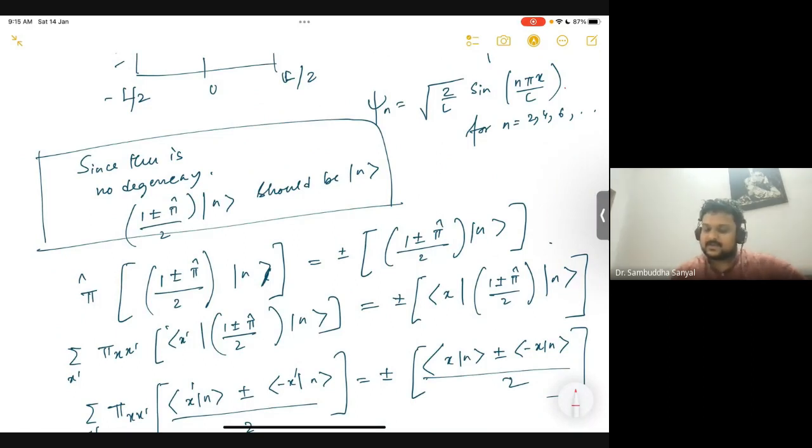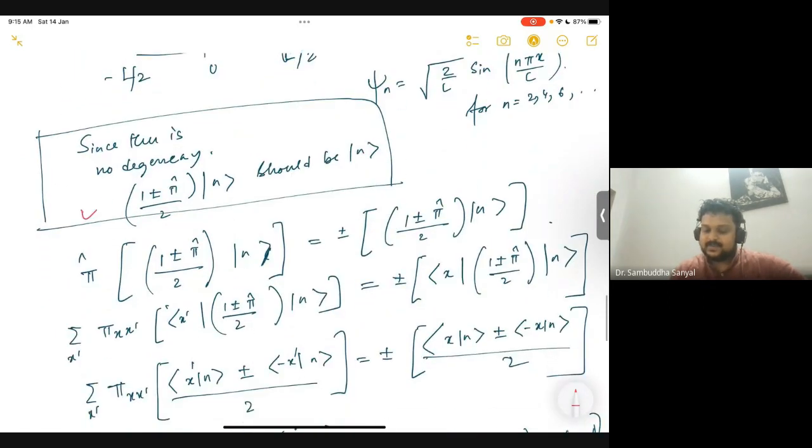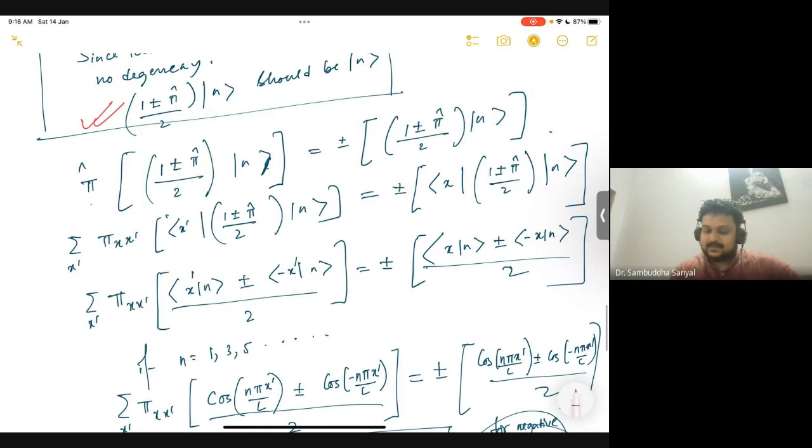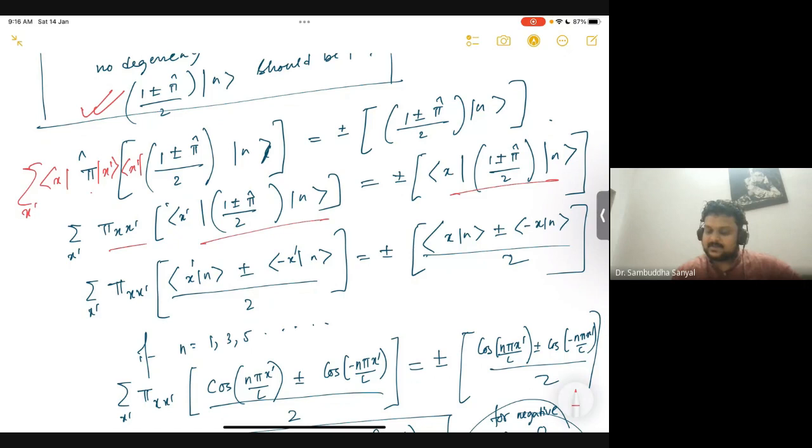Since there is no degeneracy, this is what we proved. This is exactly the same as this. So let's try that, with pi acting on this operator. We first want to start with the parity eigenvalue equation. So now I put the x, I basically do this here, and sum over x prime. If I do that, this is what I get, this line, and then I split these two terms. Now this pi, I know definitely how it acts on x. It makes it minus x. Here also it makes x into minus x.